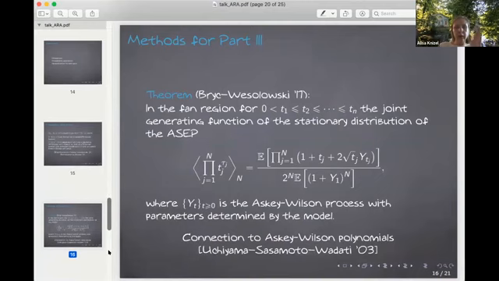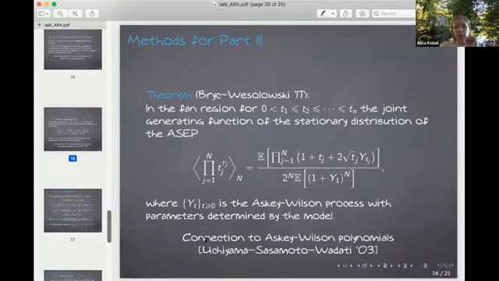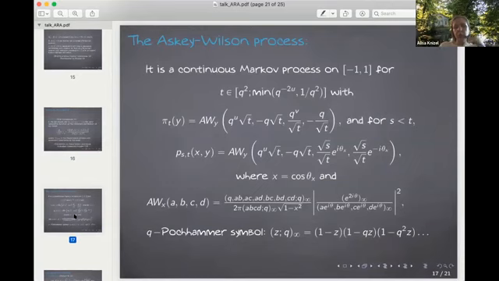And here this process, the Askey-Wilson process, is a Markov process whose marginal and transitional distributions are written in terms of the weight function for the classical orthogonal Askey-Wilson polynomials. Here I'll show the definition of this process for the special range of the time parameter t.